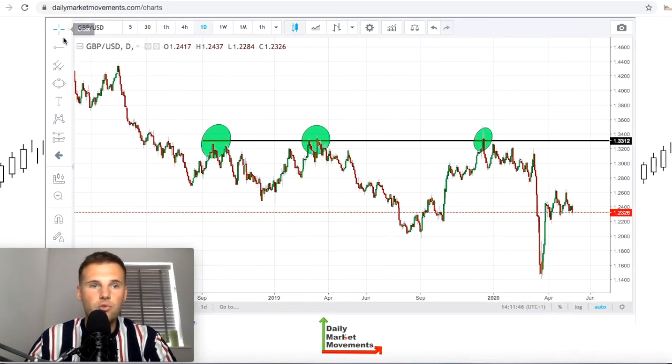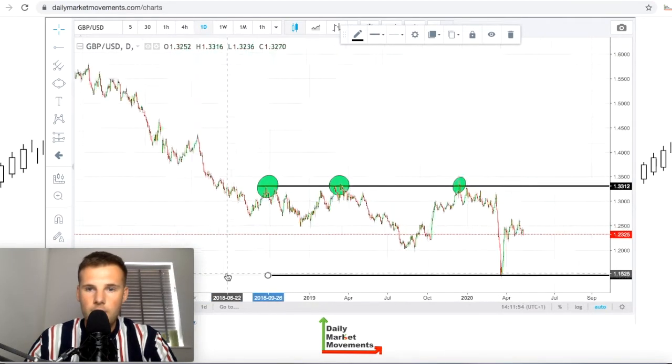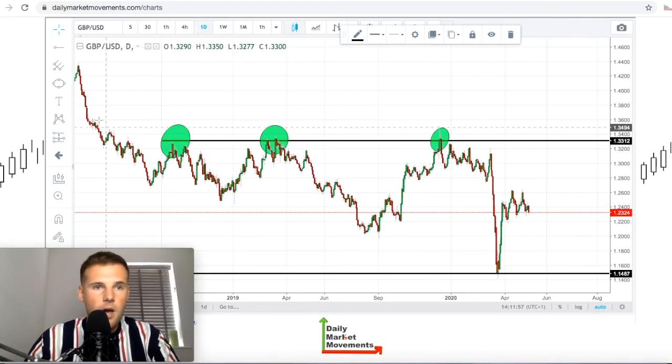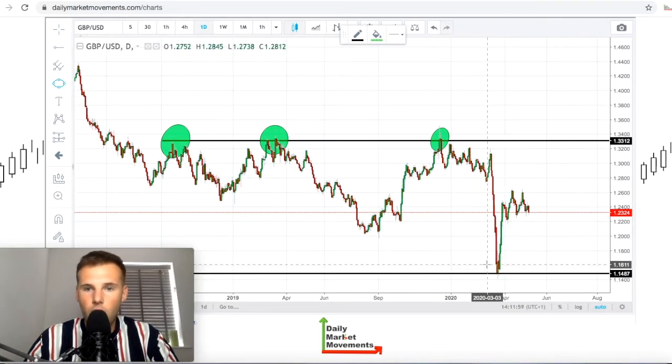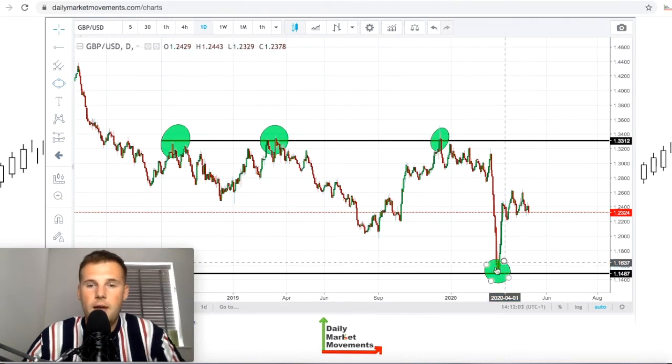Now it's time to draw a floor in the market. As you can see, the floor in the market is here. This is the bottom floor, and this is where the market has actually found support and bounced off, where the bulls have stepped back into the market and overtaken the bears and brought this market back towards the upside.